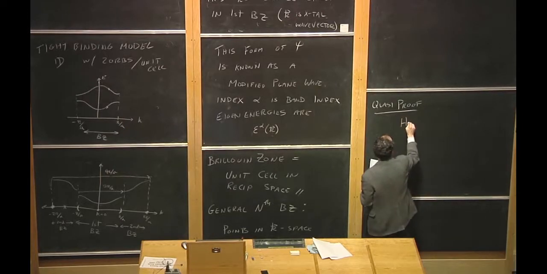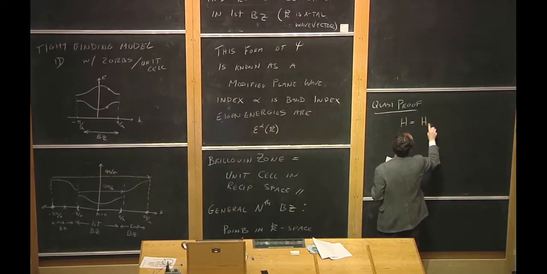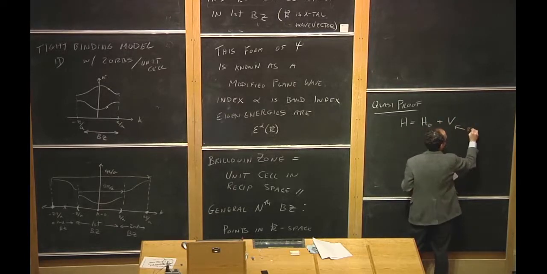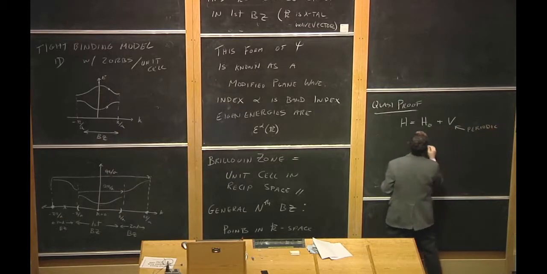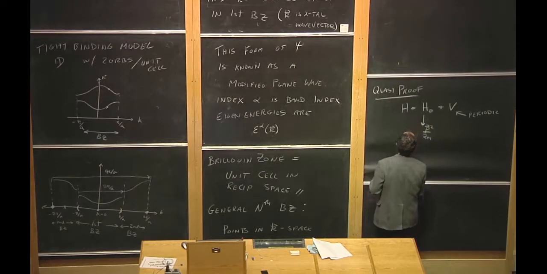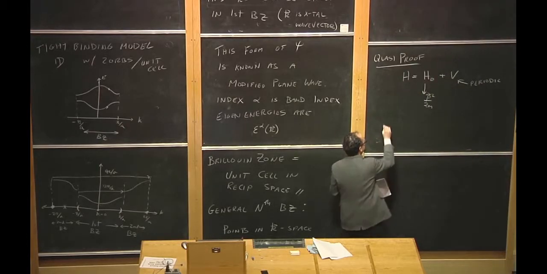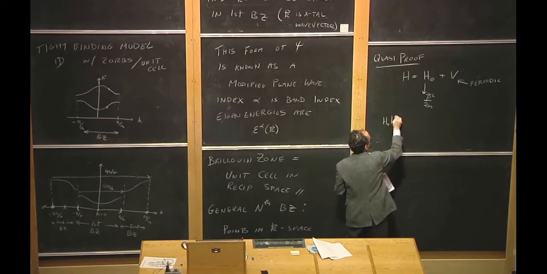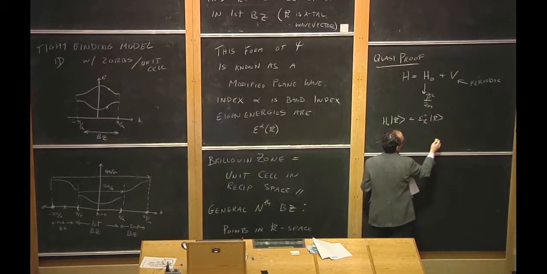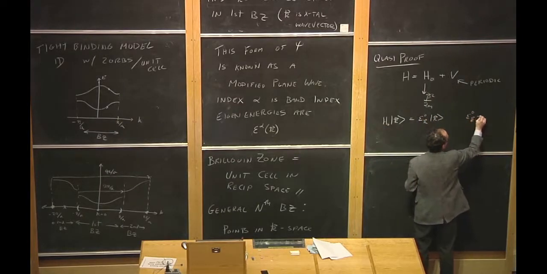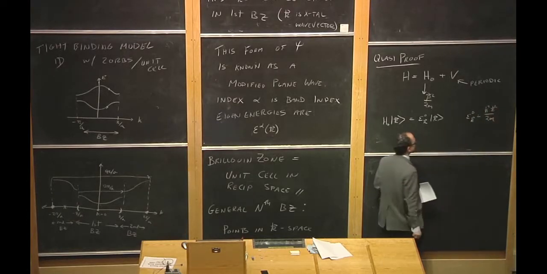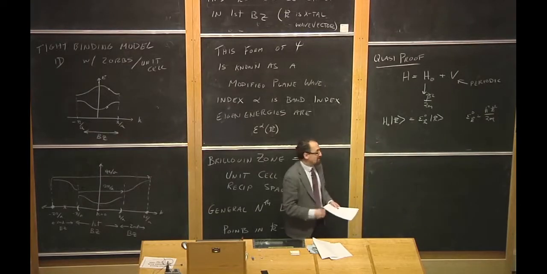First, we'll consider a Hamiltonian, which is H naught, just the free electron Hamiltonian, plus our potential V, which is periodic. H naught is the usual p squared over 2m. Now, if we threw away the periodic potential, we would know the eigenstates. Those are just plane wave eigenstates, with E naught of k equal to h bar squared k squared over 2m, as we usually have. So far so good. We know we have the plane waves.